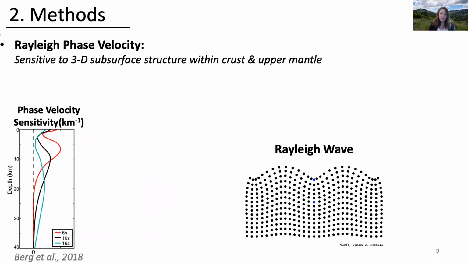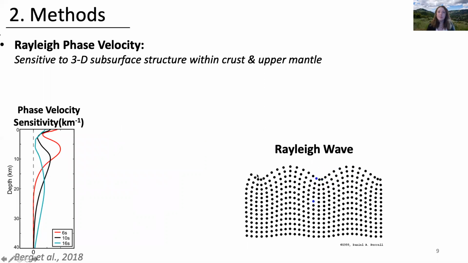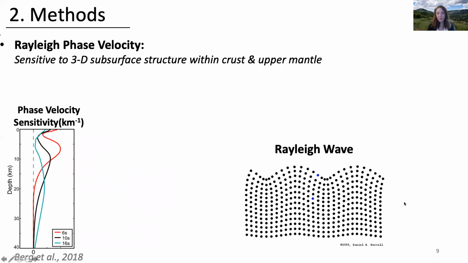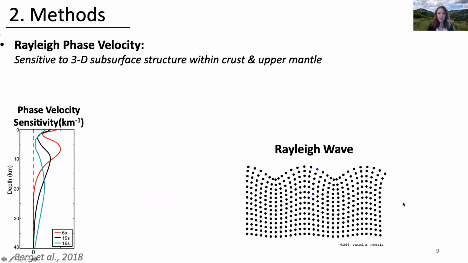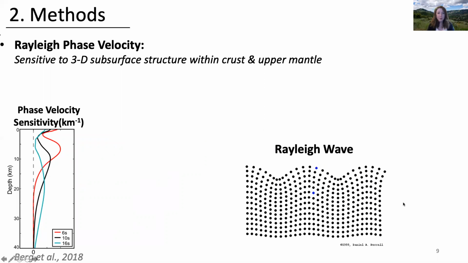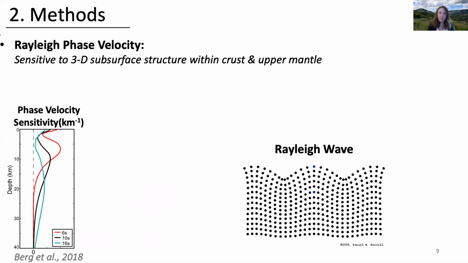We use Rayleigh wave phase velocities, or the speed of the Rayleigh wave propagating through a medium. A Rayleigh wave is one of the large surface waves that you really feel shake the ground in an earthquake and has a retrograde rolling motion like a backwards water wave.